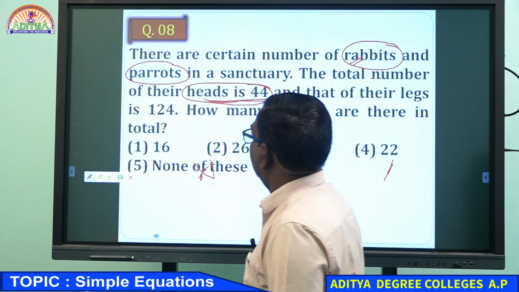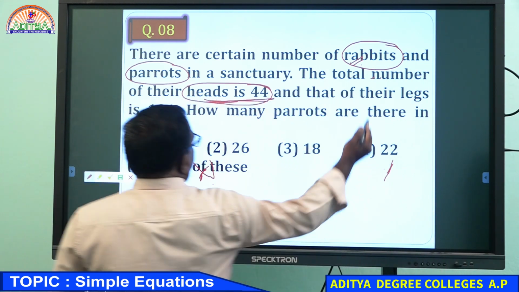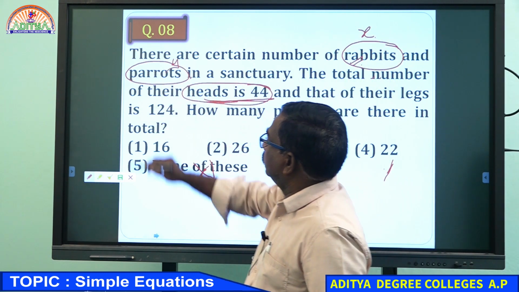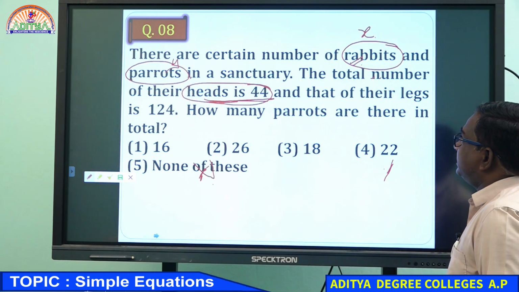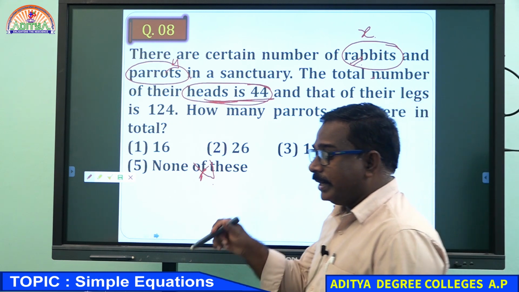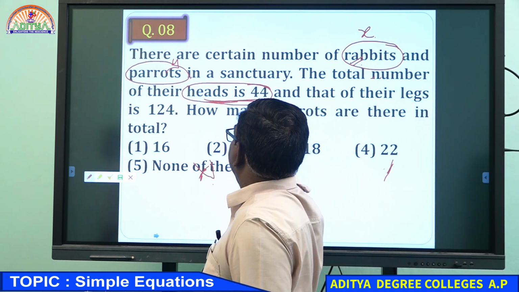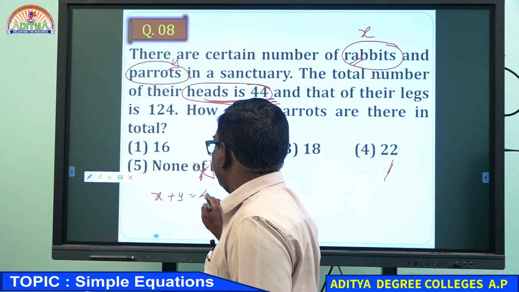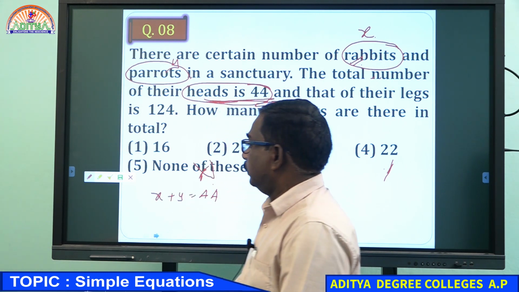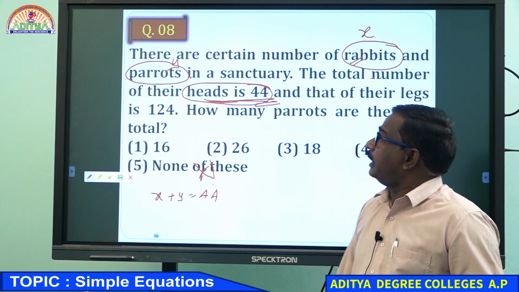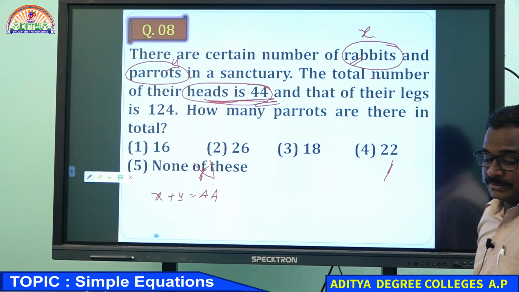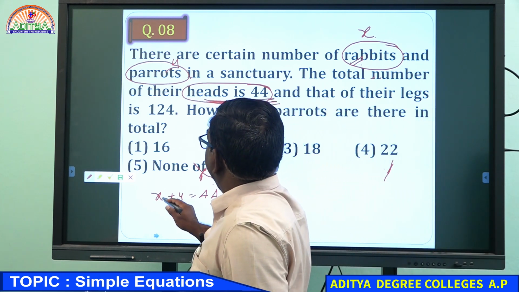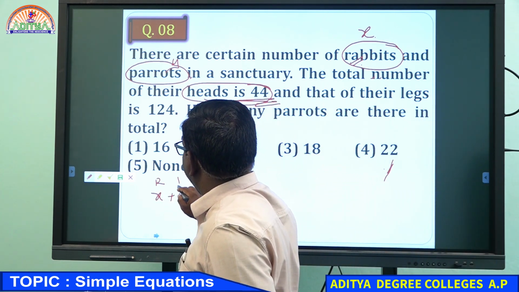Suppose we take the rabbits as x and the parrots as y. The heads of rabbits and parrots combined is given as 44. It means x plus y is 44, where x denotes the rabbits and y denotes the parrots.